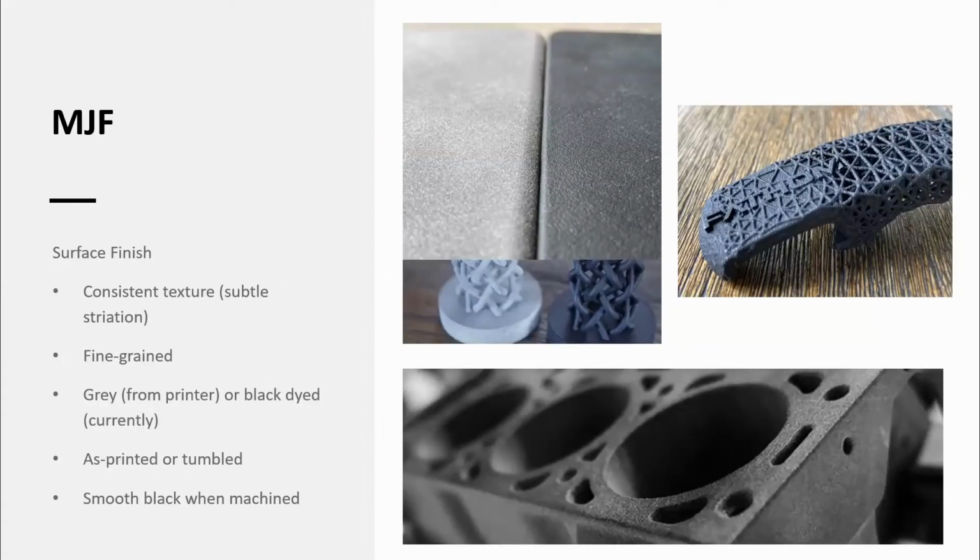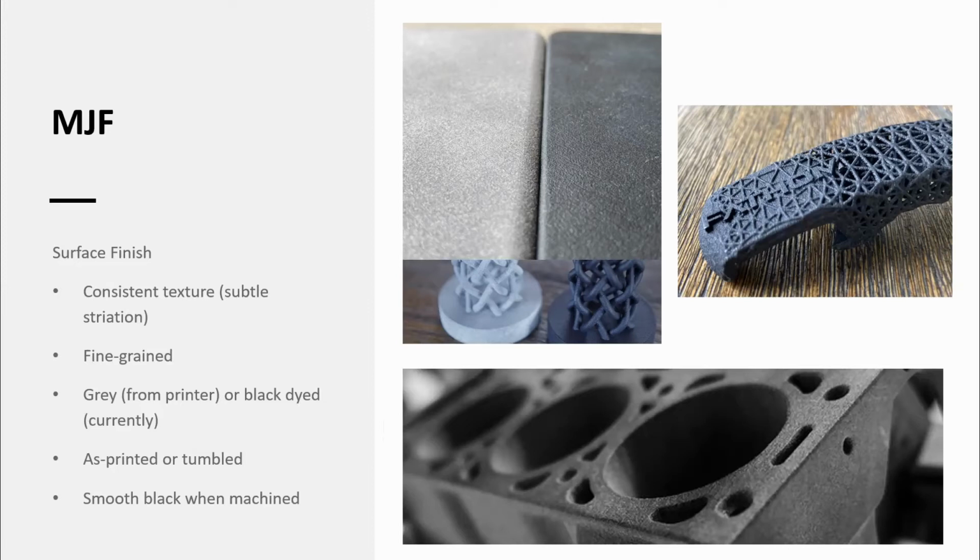Because MJF parts are printed using a white nylon powder bed combined with a black fusing agent, the parts come off the printer with a gray color, which we often dye black in order to achieve a more even color and finish. Because these parts are a solid, consistent black material on the inside, when machined, the machine surfaces are a smooth, glossy black. And when gray parts have wear, it also begins to show more of that black interior.